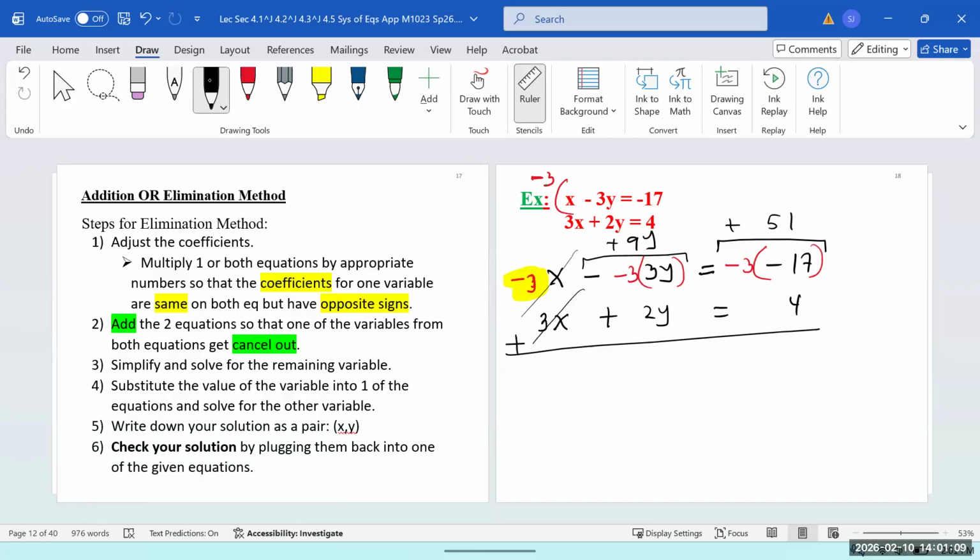If you don't know how it's positive 51, multiply 17 by 3 manually. So now we have 9y plus the 2y. How many y's do we have? 11y. And we have 51 plus the 4, 55. Now our life is so easy. Divide by 11.